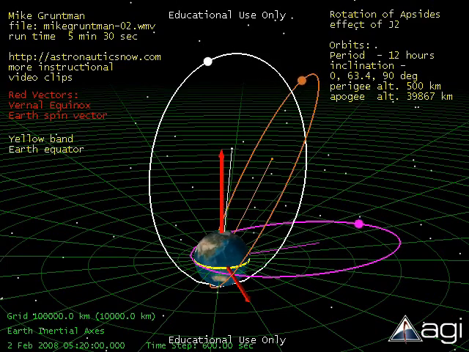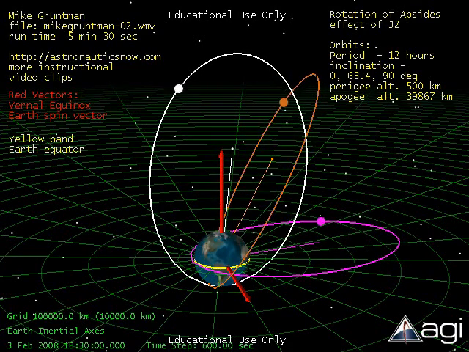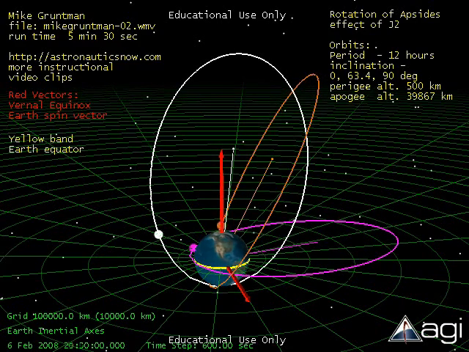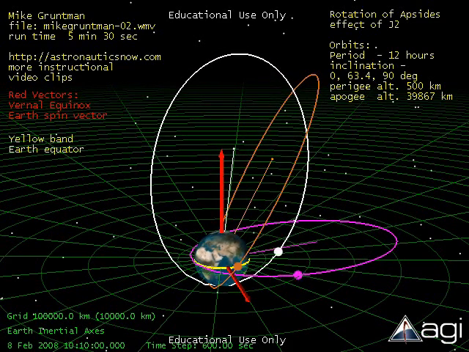The Earth ablateness causes rotation of Apsides. For a polar orbit, for example, this effect would move, in time, the orbit apogee from the northern hemisphere to the southern hemisphere. The rate of rotation of the line of Apsides depends on orbit's semi-major axis, eccentricity, and inclination. One can see that the equatorial, purple orbit and the polar, white orbit show rotation of Apsides. In contrast, the line of Apsides of the brown orbit does not rotate.